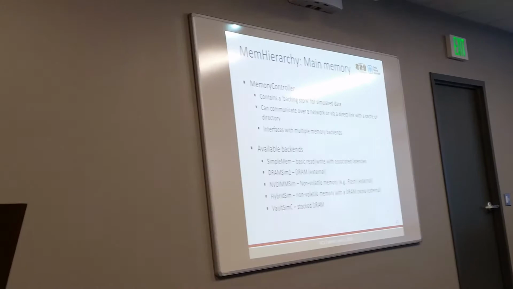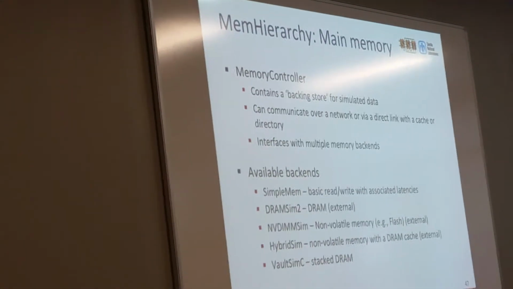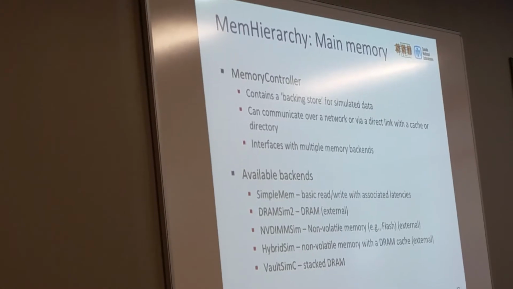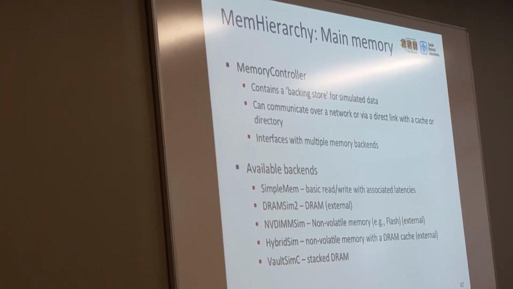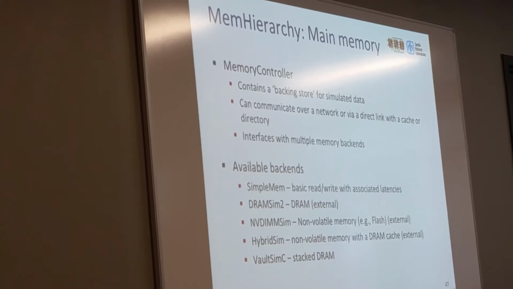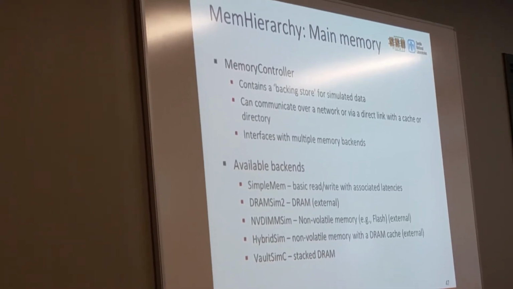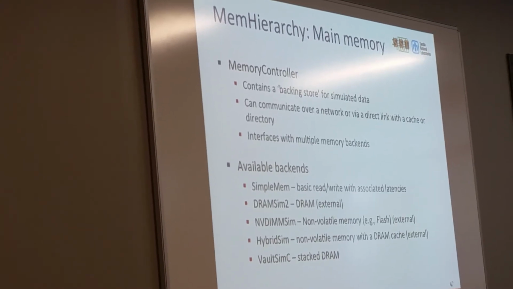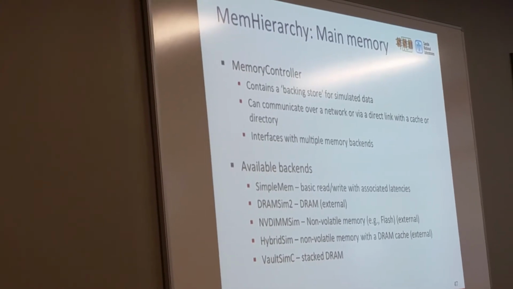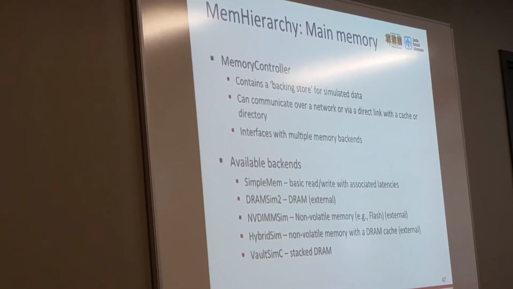Another aspect of mem hierarchy, of course, is the main memory, which we talked about. Main memory does have a true backing store for simulated data. So again, this makes it easy to interface with an actual execution-based processor model. The memory controller can communicate either over a network or via a direct link. So you can either have your last level of cache talk directly to your memory controller, or you can have an arbitrary topology network in between the two, so you can look at, say, a ring or mesh, and have a lot of flexibility in how you wire those different components together.